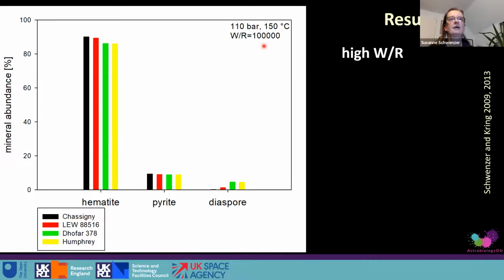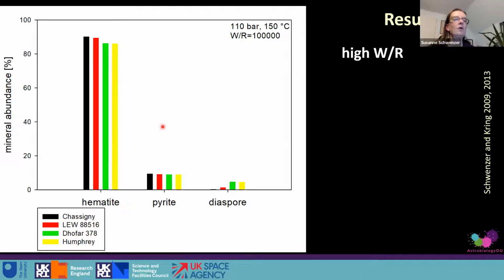And that is reflected in the results, because all compositions, Chassigny, the olivine-rich composition in black, LEW, the very olivine-rich composition in red, DOFAR, the feldspar-rich composition in green, and Humphrey in yellow. For those of you who can't see the colors, the black is always on the left and the yellow is always on the right. So what's on top here is always on the left, and what's on the bottom here is always on the right. The order is always the same.